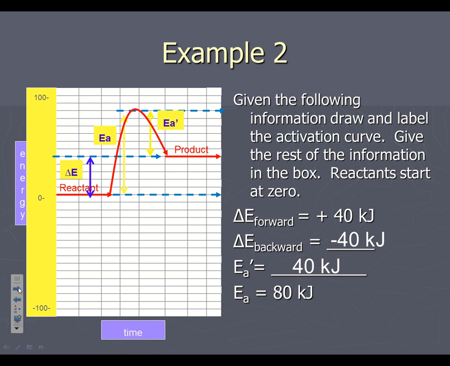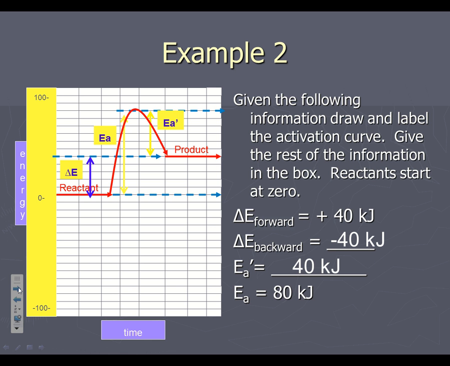E of A prime is just from where the products are to the top of the activation curve. Okay? Is the E backwards always a negative? It's not always a negative, no. Delta E backwards is opposite the sign of whatever forward is. That's the only difference.